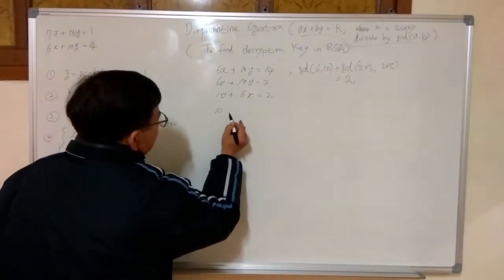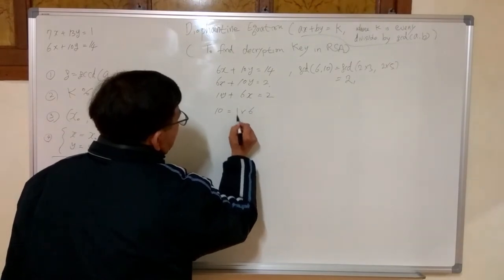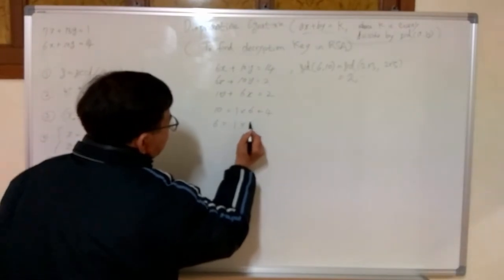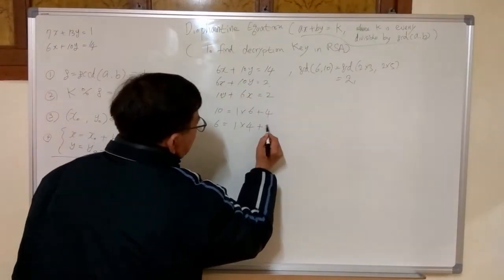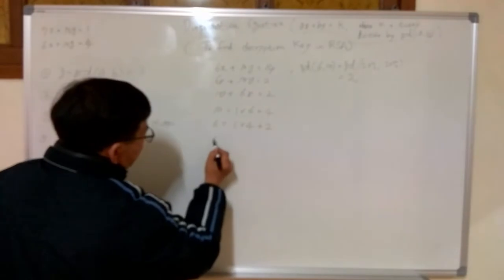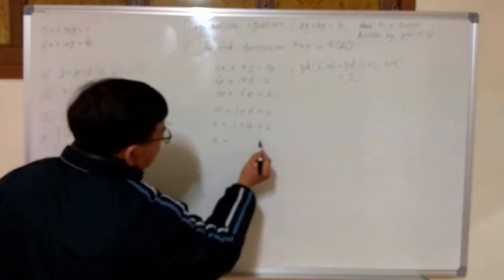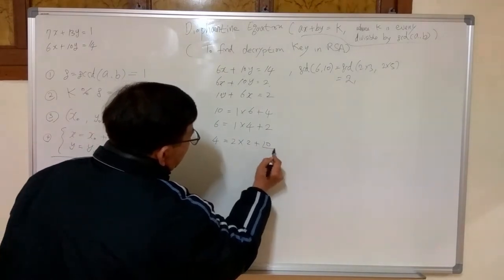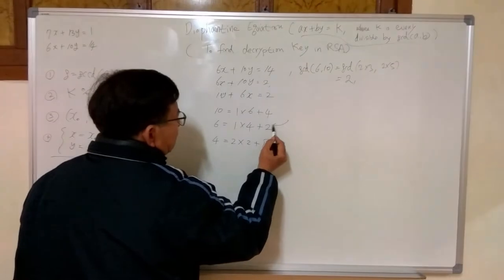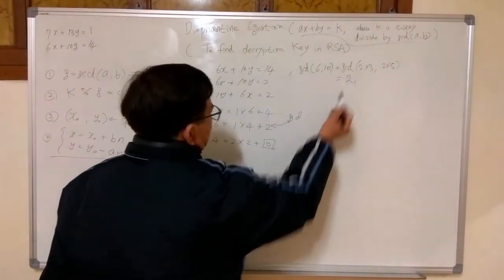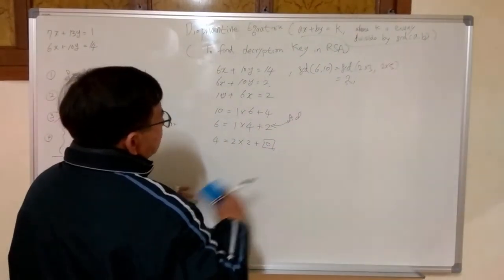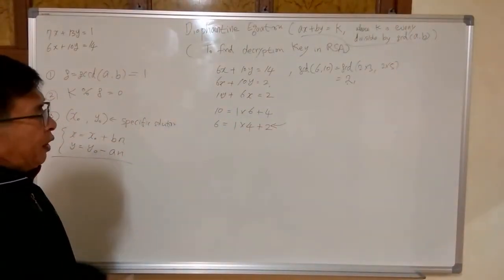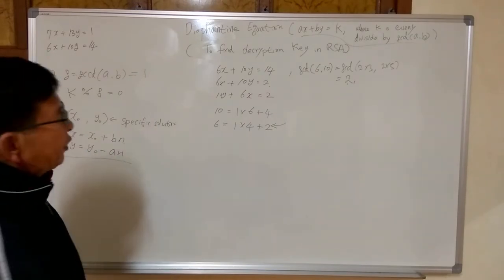Then 10 equals 6 times 1 plus 4. And 6 equals 1 times 4 plus 2. And we apply once again. 4 equals 2 times 2 plus 0. Now we have 0. Then the GCD is 2, right? This is the Euclidean algorithm. If you are uncertain about the Euclidean algorithm, please watch my previous video about the Euclidean algorithm.